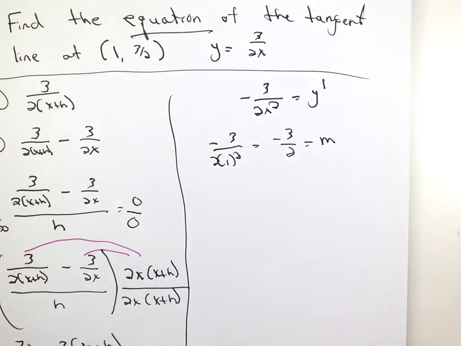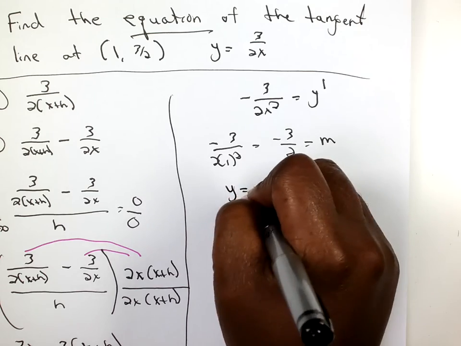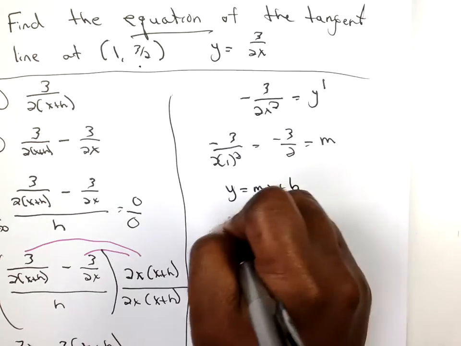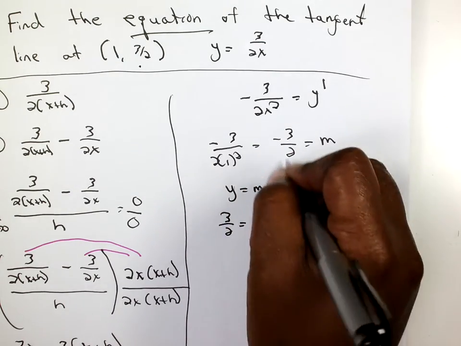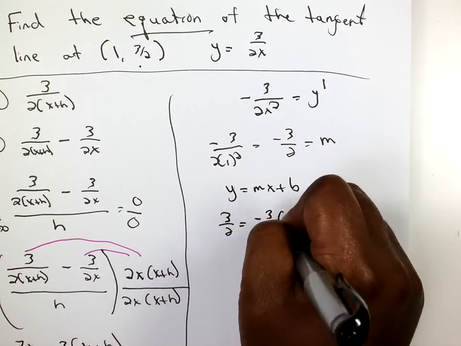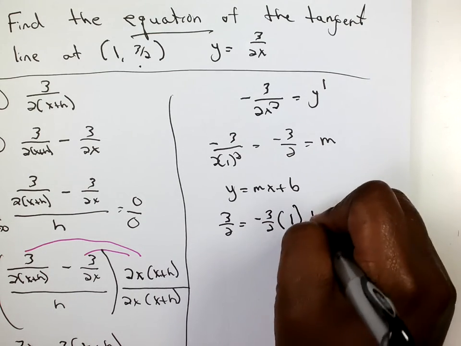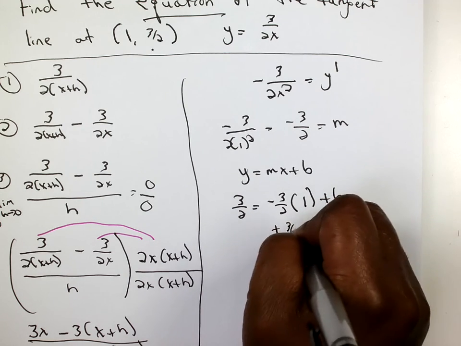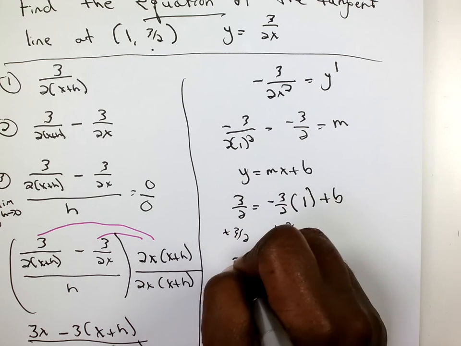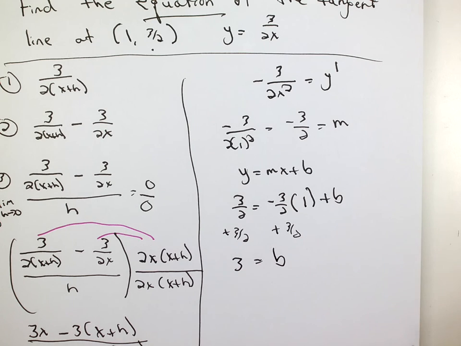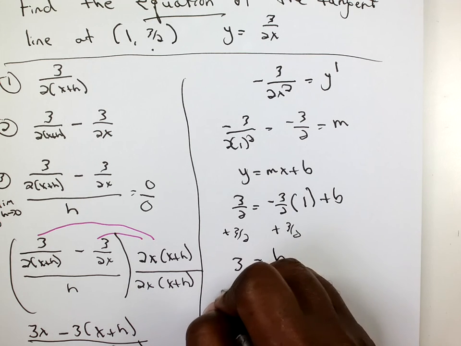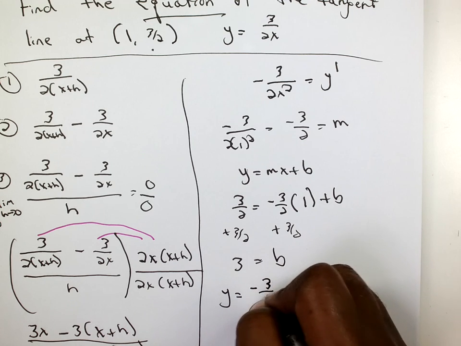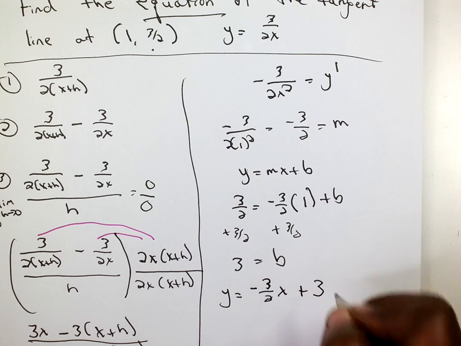But we want to know the whole equation. So I'm just going to use the y = mx + b form. The y coordinate is 3/2. The slope is negative 3/2. The x coordinate is 1, and solve that for b. So I need to add 3/2 to both sides. And I get b is equal to 3. So the equation of the tangent line at the point (1, 3/2) is y equals negative 3/2 x plus 3.